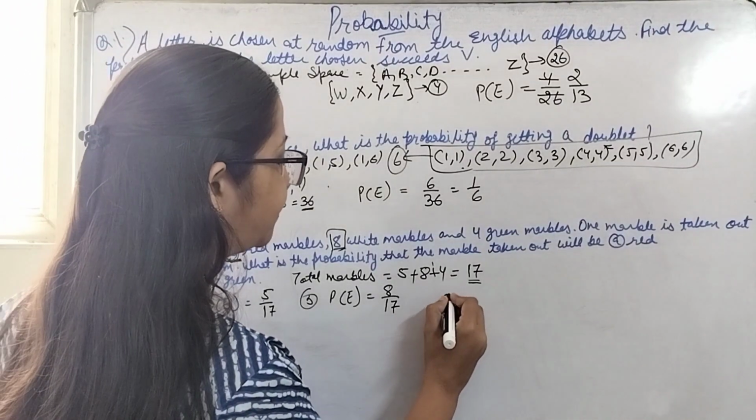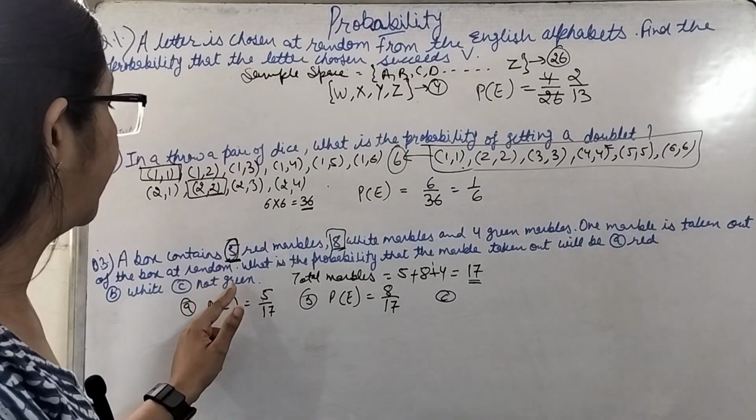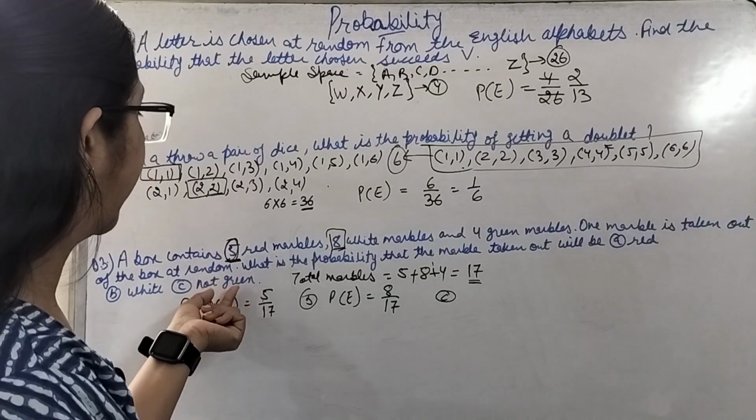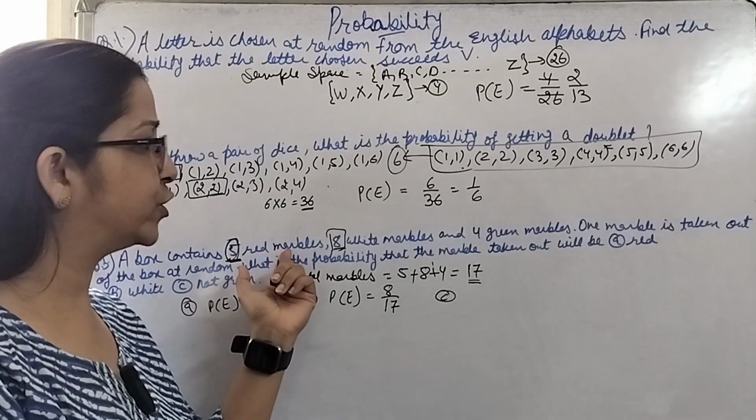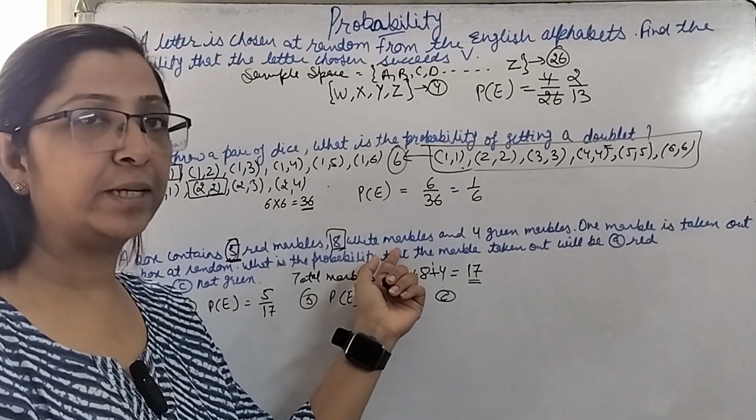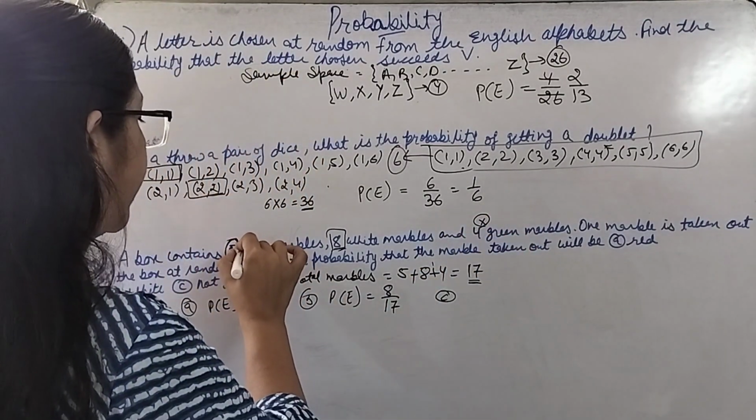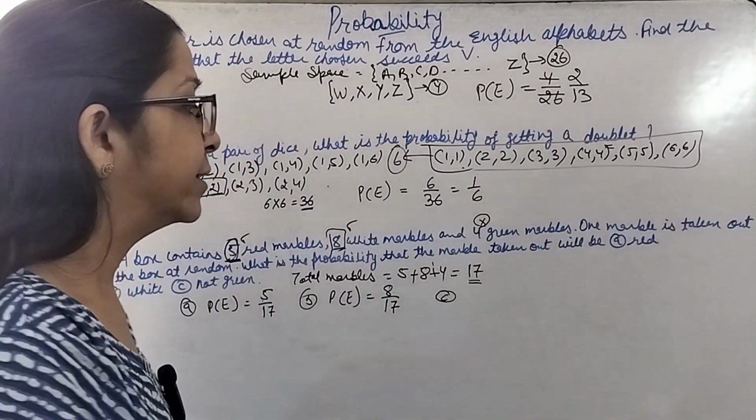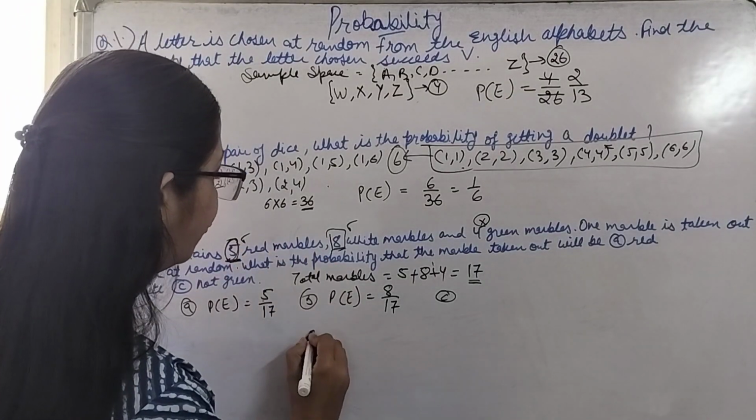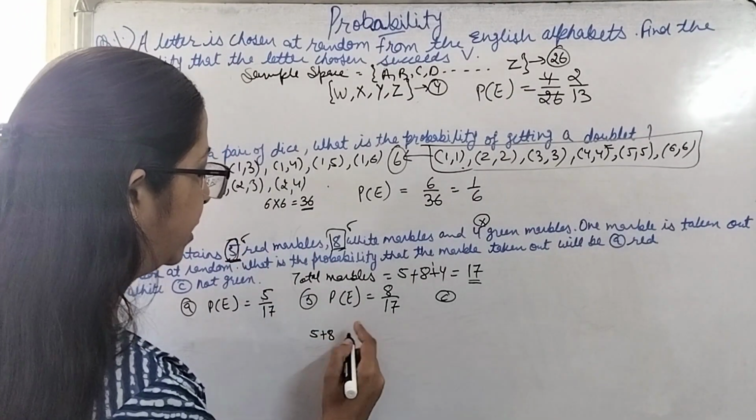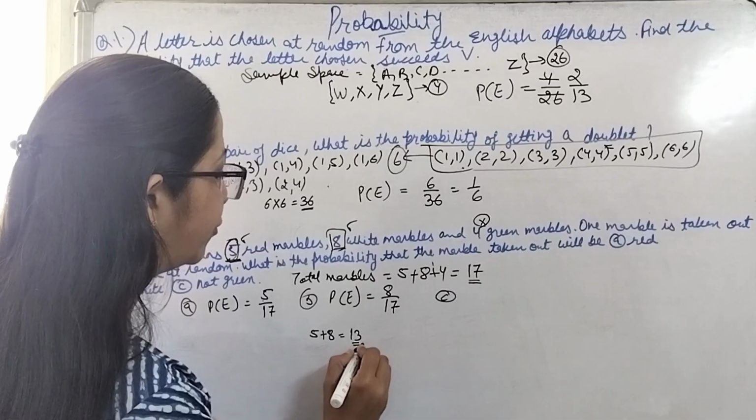Now the third is that it should not be green. If it is not green, that means red is a favorable condition and white is also a favorable condition. It should not be green, that simply means it could be red or it could be white. That means the favorable condition is 5 plus 8, that is 13.